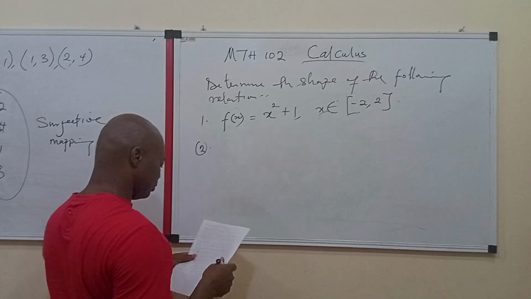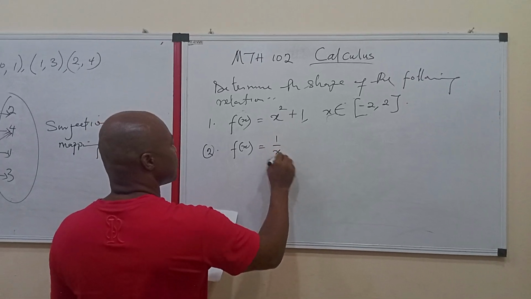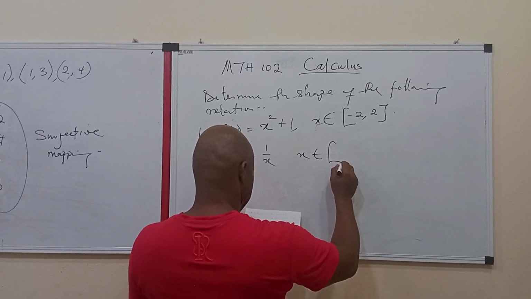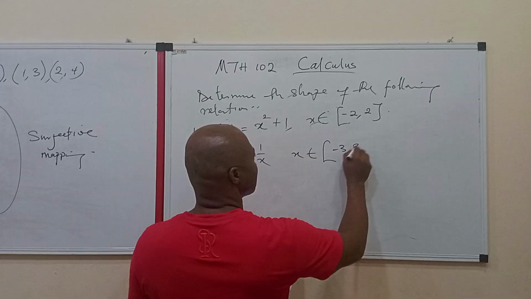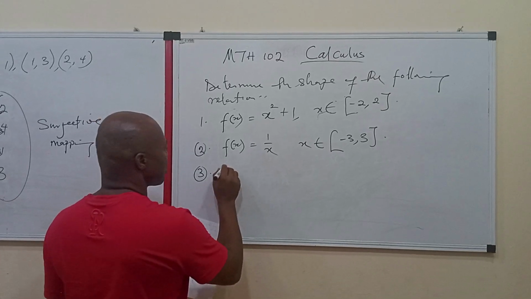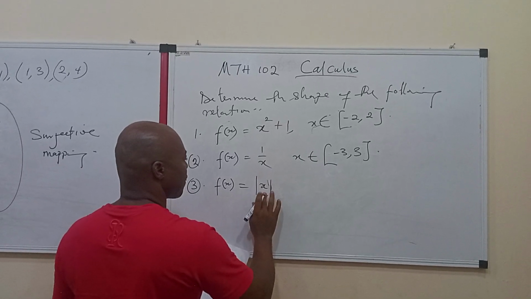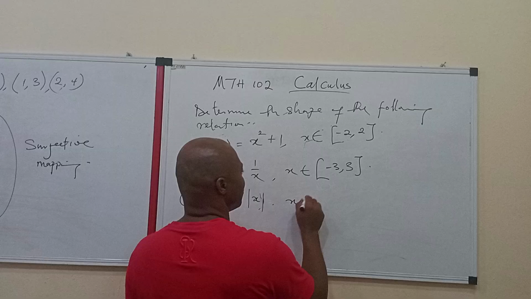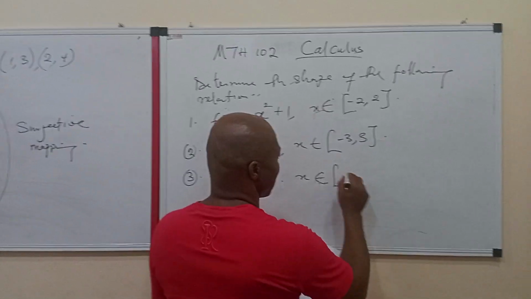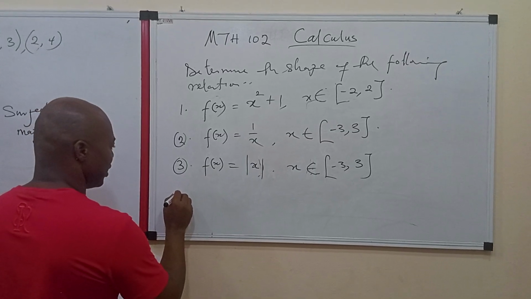Two, let us do this one. This kind of one, where the x values are inside this range. Then 3, where the x values are inside this range. Then let us consider another one, say 4.